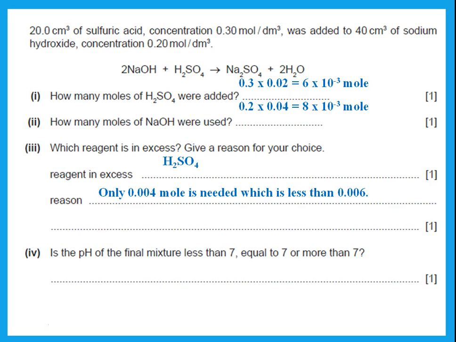excess reagent. Okay, based on this, would the final pH of the mixture be less than 7, equal to 7, or more than 7? We've already done acids and bases, and you should know if I have a solution that has excess sulfuric acid, that means the solution is acidic, and that means its pH will be less than 7. Okay?